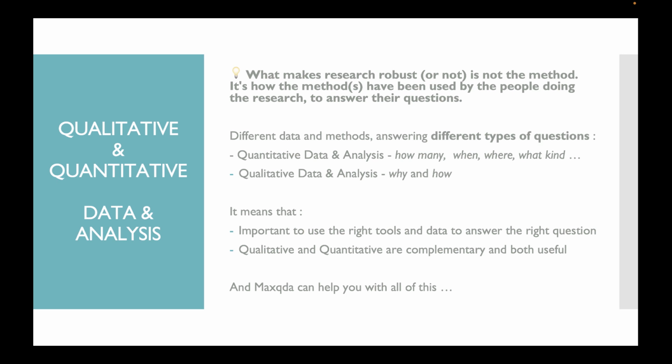So one useful thing to remember is that typically quantitative and qualitative data and methods answer different questions. Quantitative data and analysis usually help with questions starting with how many, when, where, what kind. And qualitative data and analysis help with questions starting with why and how. So it means that it's important to use the right tool and the right data to answer the right research question.